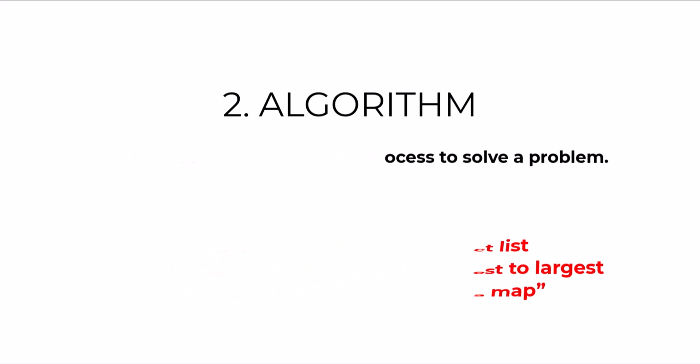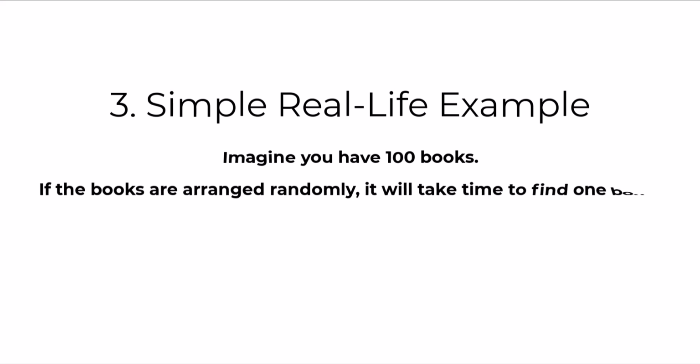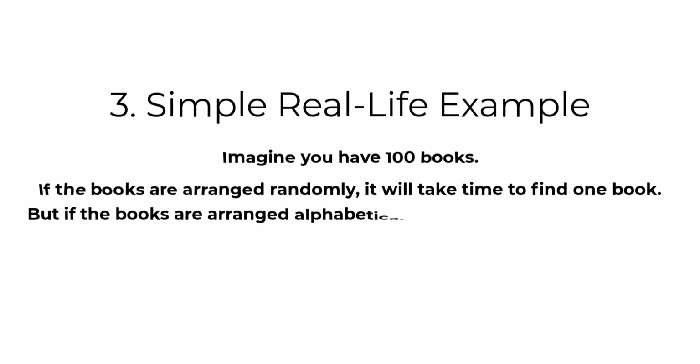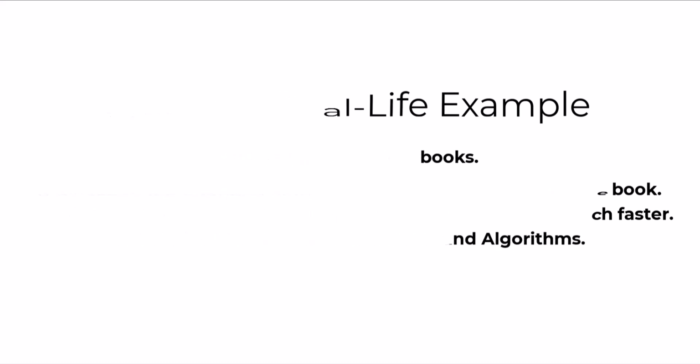So let's take some real life example. Imagine you have 100 books. If the books are arranged randomly, it will take time to find one book. But if the books are arranged alphabetically, you can find it much faster. That is the power of data structures and algorithms.